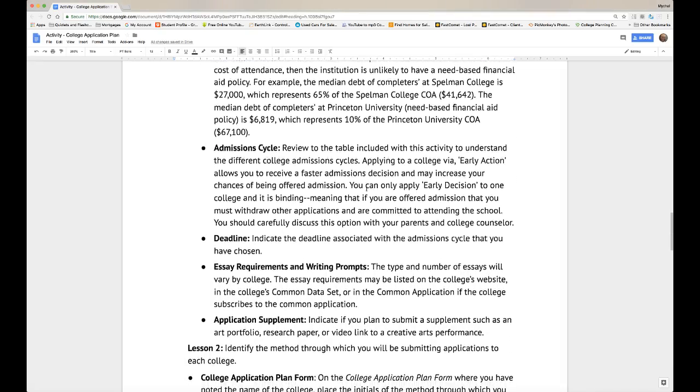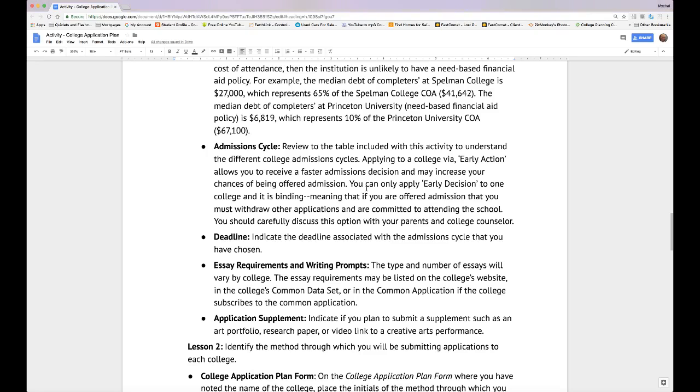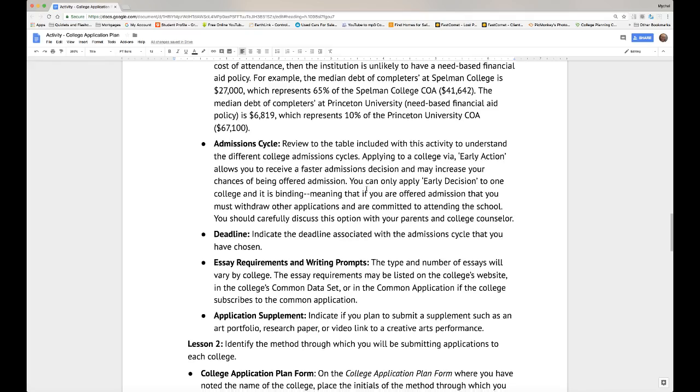When you get to the admissions cycle, this is where you really have to consider how you're going to apply to each of your colleges. You can only apply early decision to one college, but many colleges will have early action admission cycles. Early action is not binding, but oftentimes you will get a faster admission decision, and you may even have an advantage in the admission process.